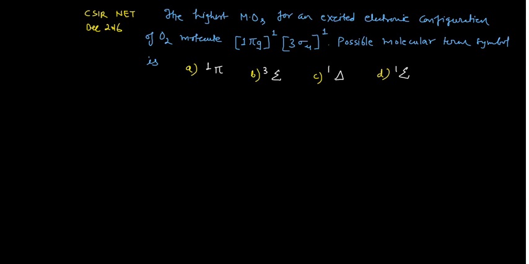Okay, so this question was asked in the CSIR NET 2016 examination, and it is quite a good problem. And you see what they have asked: the highest molecular orbital for an excited electronic configuration of the oxygen molecule. So guys, I have not discussed the excited states of the molecule, but in the next lecture I will cover the term symbols for the excited states and how to determine the ground state, the first excited state and the second excited state of the molecule, and how many kinds of transitions are allowed or disallowed. This I will discuss in the next lecture.